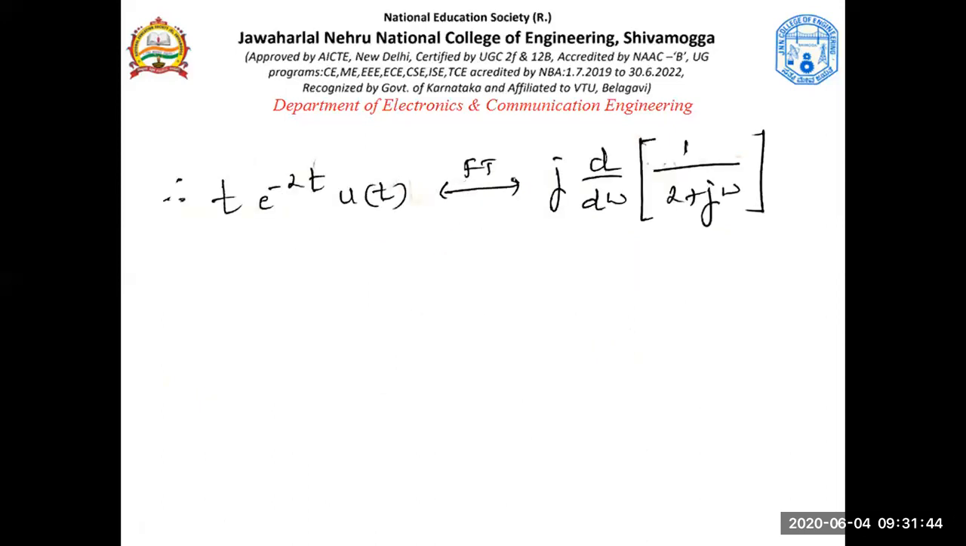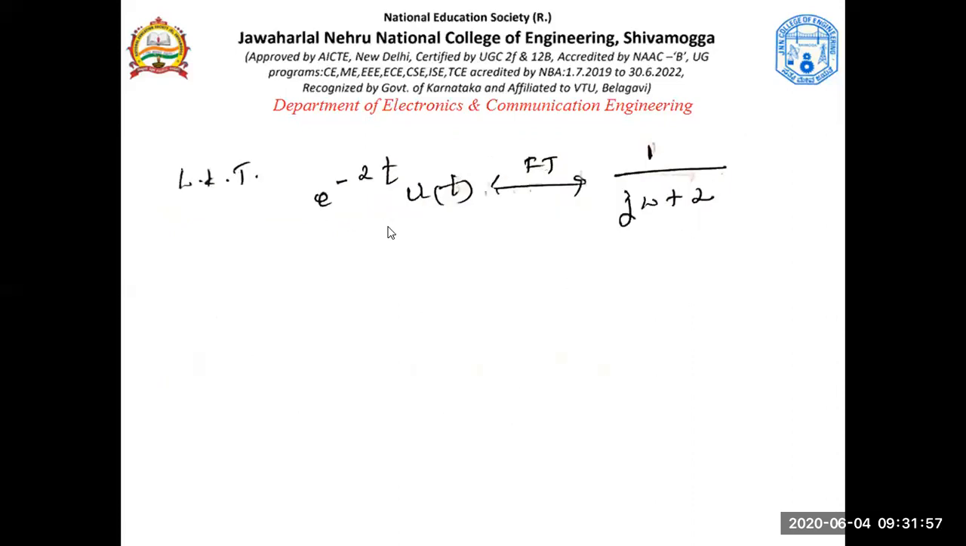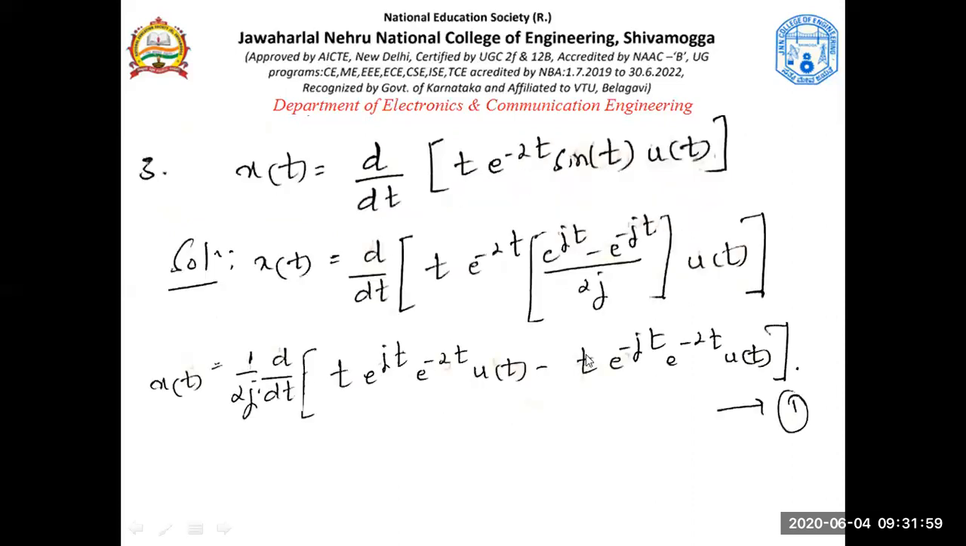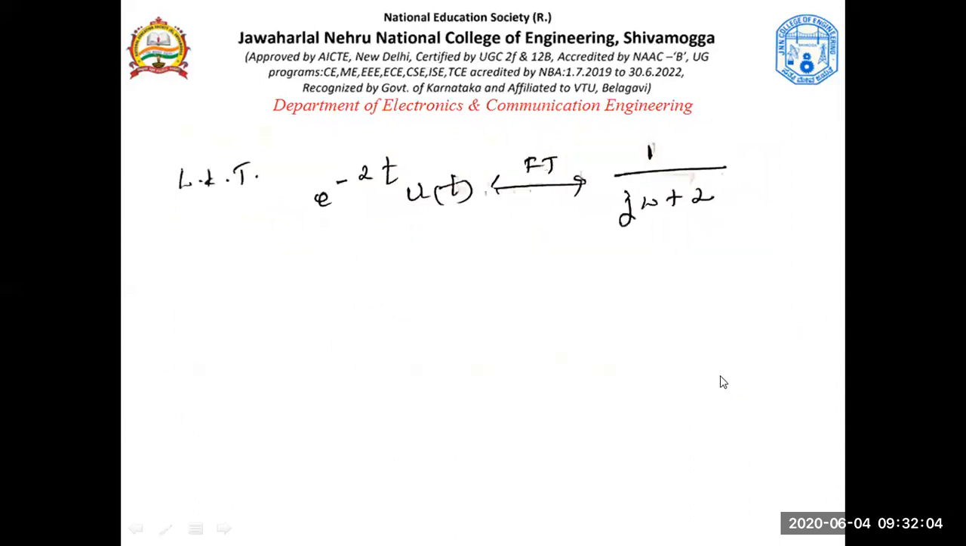So if you work it out, you'll understand. It's just observation and rearranging the terms wherever it is required. Why did we take this j here? Because we have t into e power minus 2t u of t here in both the terms.